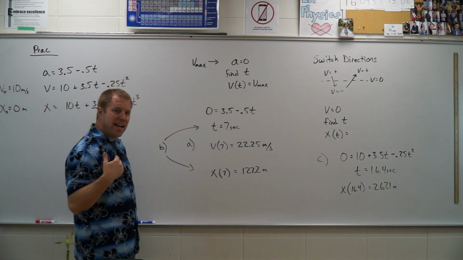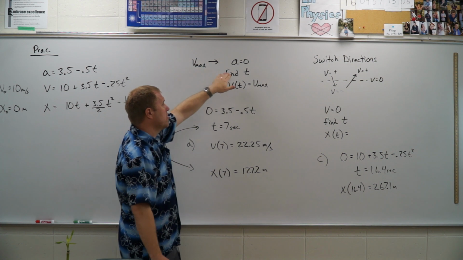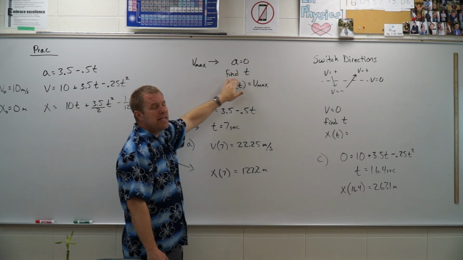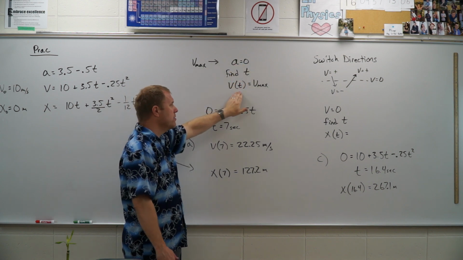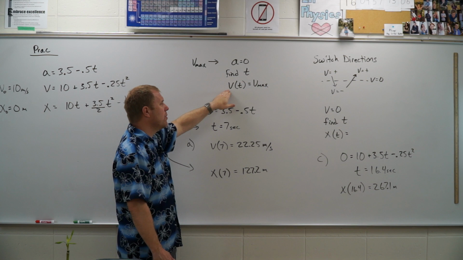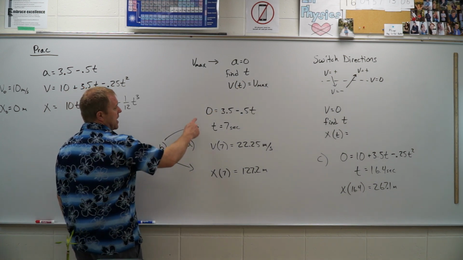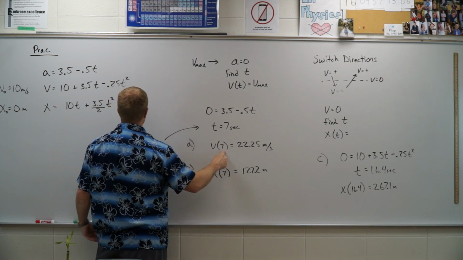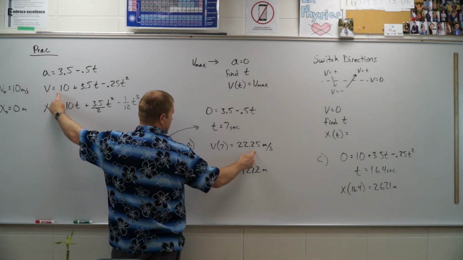Now, when they ask the next couple questions, so one of them says v max. Well, v max occurs when the acceleration equals 0. So what we need to do is find at what time acceleration equals 0, then plug that time into our velocity function to find our maximum velocity. So set our acceleration function equal to 0, solve for time, plug that time into your velocity function, solve for velocity. That is your maximum velocity.